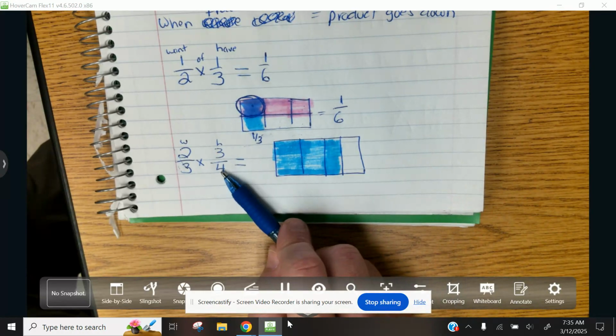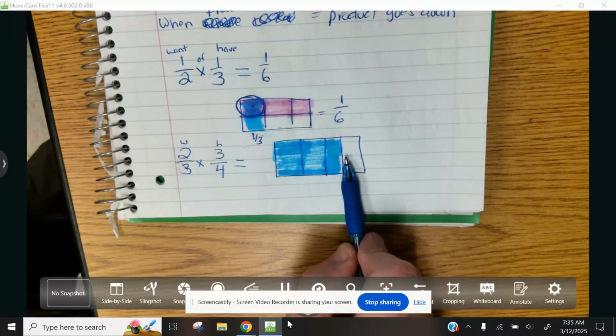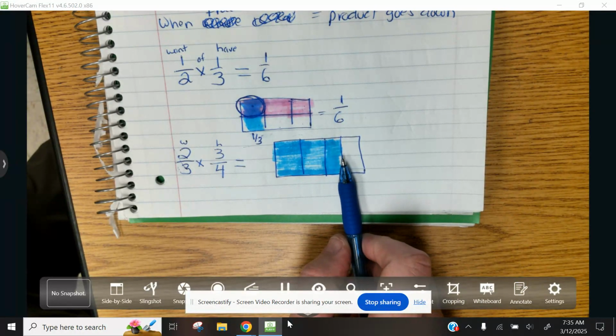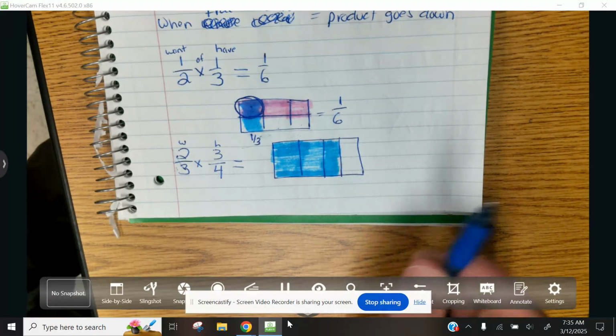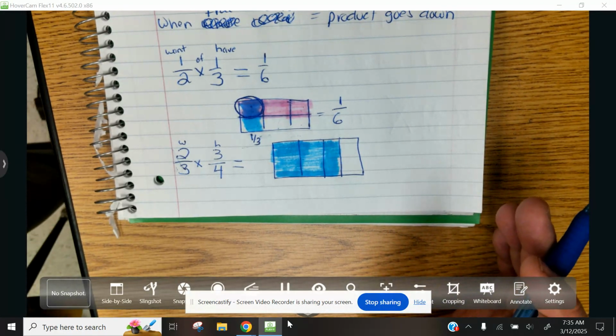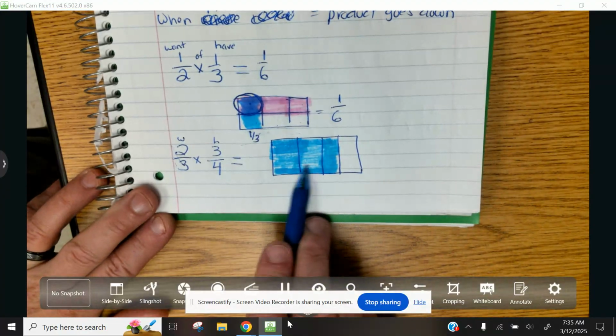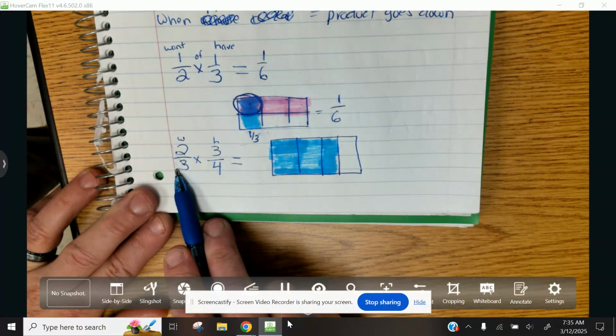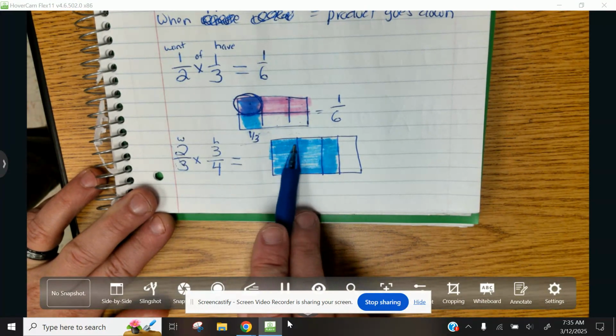Okay. I have a fraction. I only want a piece. I don't have to draw multiple. I don't need multiple. So a lot of this requires thinking. It's not hard thinking. It just requires you to think. So I have 3/4. I want 2/3. So I want to take 2/3 of this.